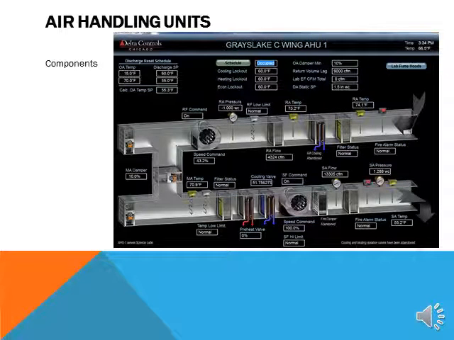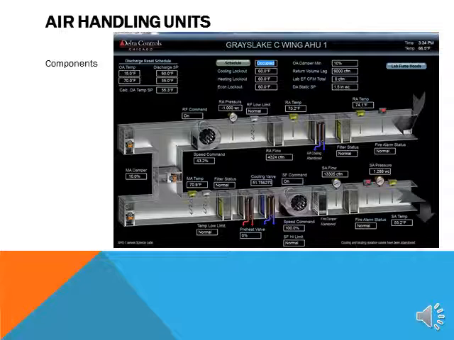Air handling units. Components. An air handling unit is made of several components. It's made of ductwork, fans, dampers, and coils. Also, the air handling unit has several different types of sensors and controls to maintain a safe condition within the ventilation system.